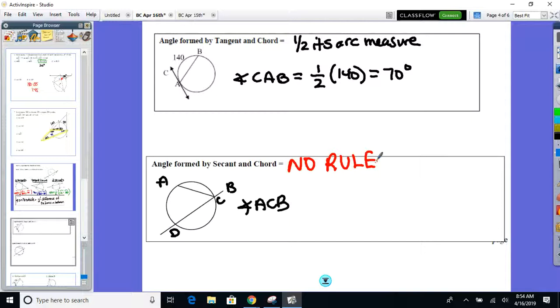But I'm still going to ask it. Somebody asked this question on homework. Who asked that question on homework? Maggie asked it. What did we do? You may not be able to find ACB, but you can find ACD, which is inscribed, and then what's the relationship? Supplementary. Okay, there's no rule, but you can probably find the one next to it, which will be inscribed, and they'll be supplementary.